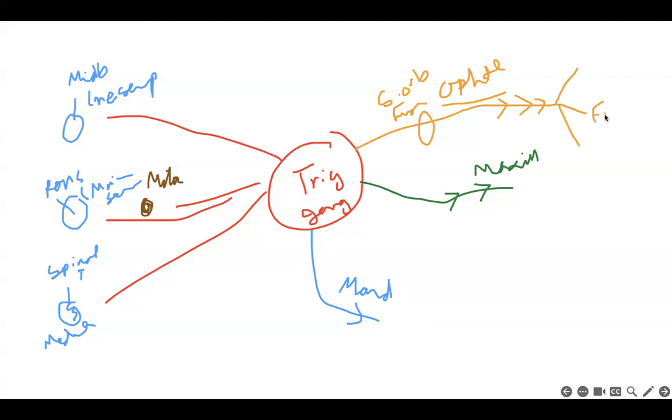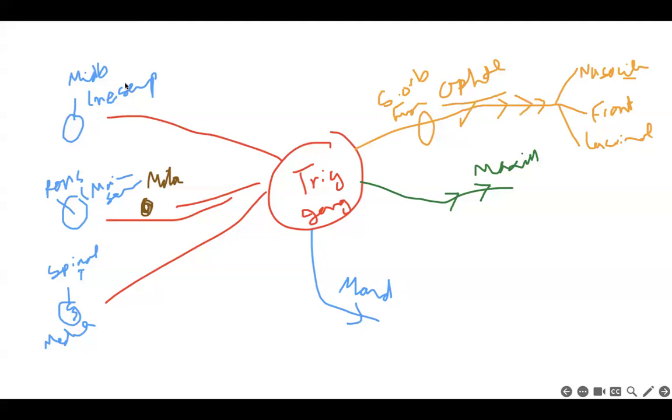Frontal branch to supply the forehead, lacrimal branch to supply the lacrimal gland, which is related to the eyeball, and nasociliary, which supplies the nose, and the ciliary, the eyeball, cornea, upper eyelid, and so on. This is regarding ophthalmic. Ophthalmic is mainly sensory.